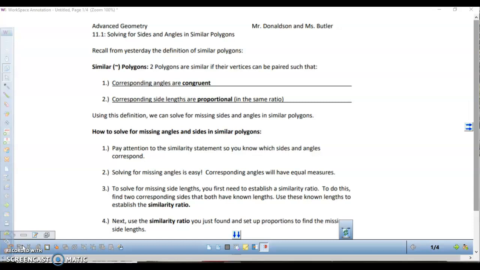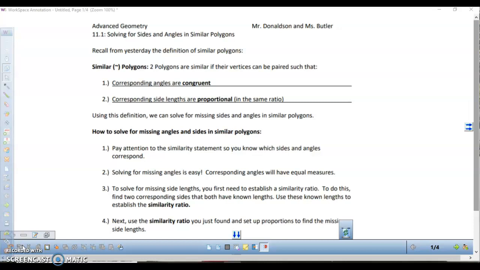So today we're going to continue talking about Chapter 11, Section 1, which is similar polygons. And today's focus is not on whether the polygons are similar or not, but once we know they're similar, we want to determine missing angles or side lengths. That's today's focus: just solving for missing values in similar polygons.